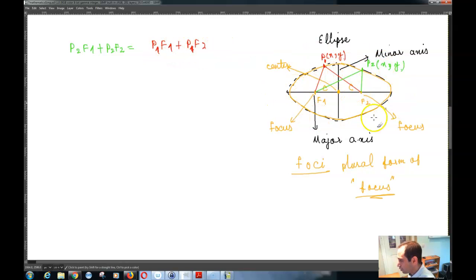Wherever you go on this ellipse, the sum of the distances of any point from the two foci is going to remain constant. It's going to be equal to some constant. You can call it anything, but it does not change. And that is the definition of an ellipse.